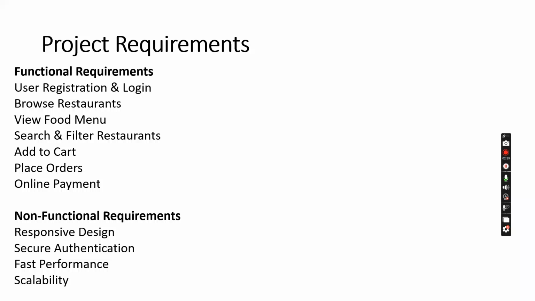Now, the project requirements. The project requirements were divided into functional and non-functional requirements, according to me. The functional requirements included user registration and login, viewing restaurants and menus, searching food items, adding products to the cart, placing orders, online payments, etc. The non-functional requirements focused on performance, security, scalability, and responsiveness.